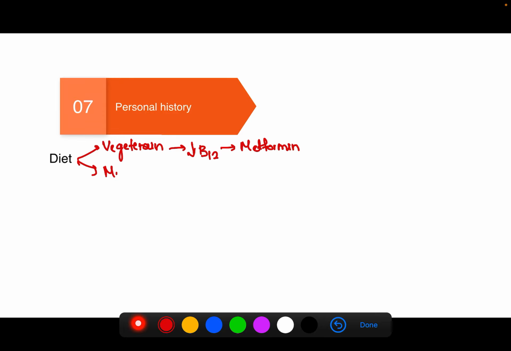Then if the patient has a mixed diet, you should actually see the calorie intake. Red meat is atherogenic, and it increases the insulin resistance. So this is a risk factor for diabetes.